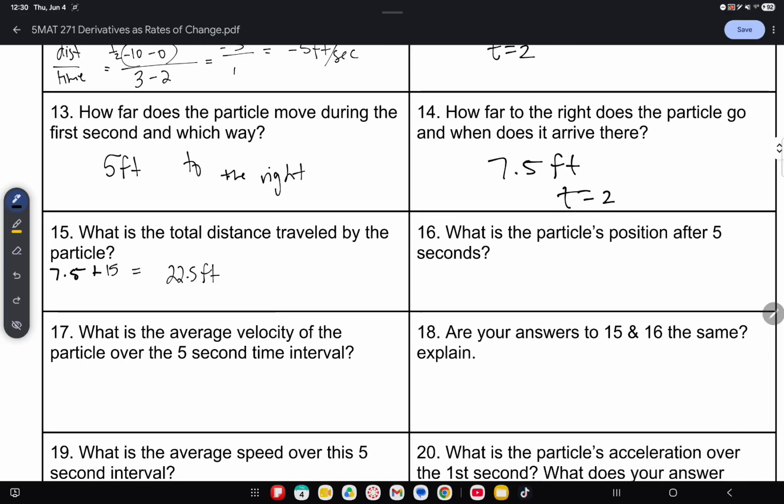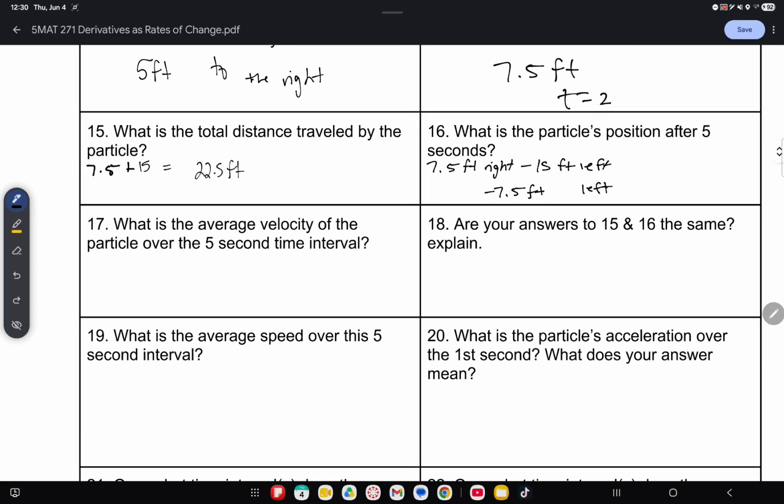What is the particle's position after 5 seconds? So we went 7.5 feet to the right, and then that 15, we went back to the left, so minus 15 feet to the left. So that is going to give us negative 7.5 feet. And to the left, right?